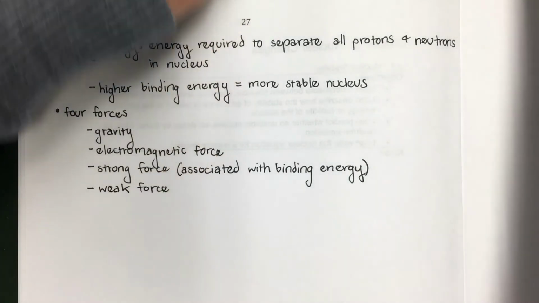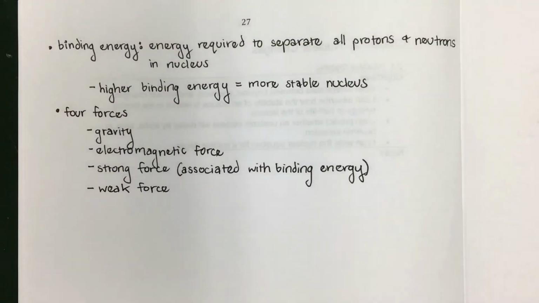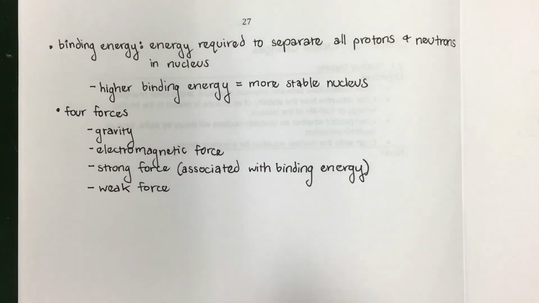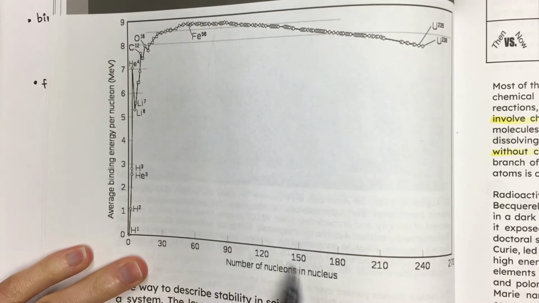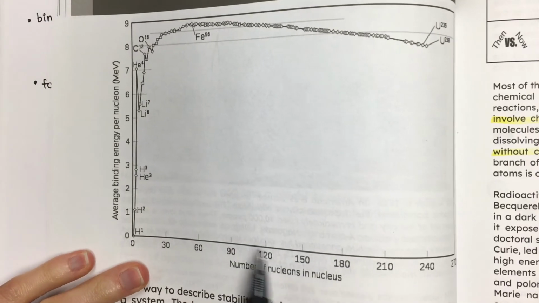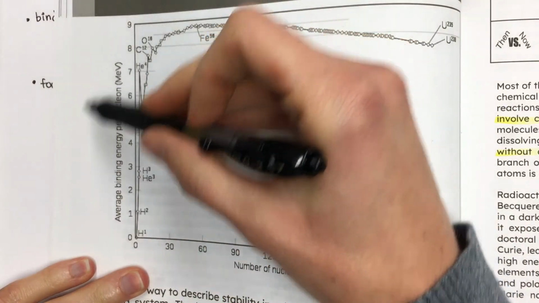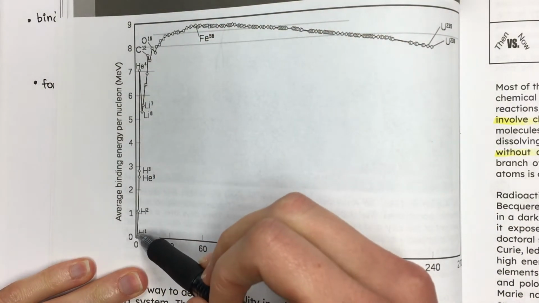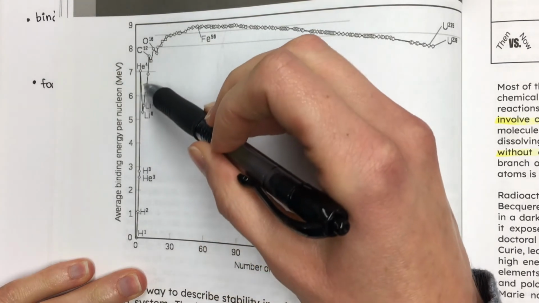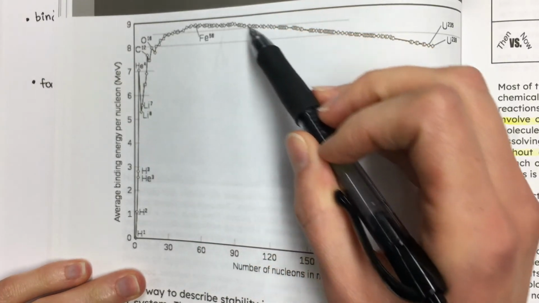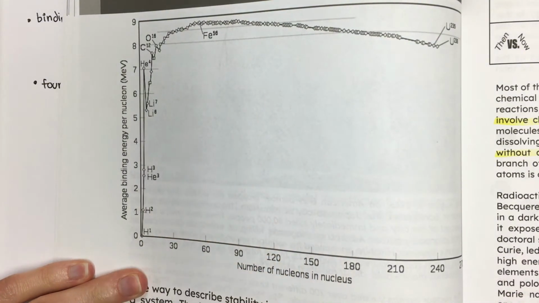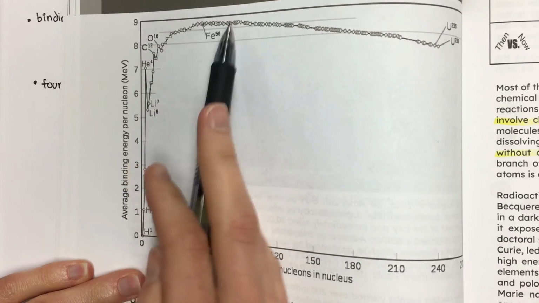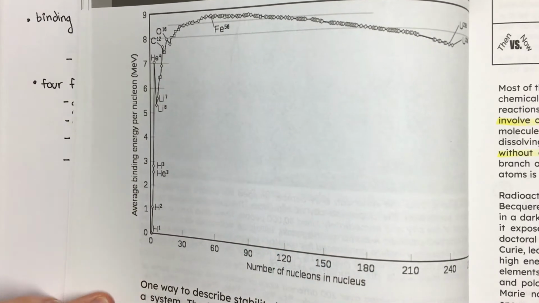Okay, so in your book, I just want to show you a graph that you're going to be looking at later today in an assignment. This graph shows us the number of nucleons. Remember, that's the protons and neutrons. So the number of nucleons in the nucleus, and then the binding energy is over here. You can see the binding energy goes up as we get more particles in the nucleus, and then it kind of starts to go down. And remember, higher binding energy is a more stable nucleus. So more stable nuclei are going to be kind of up here because they have the highest binding energy.